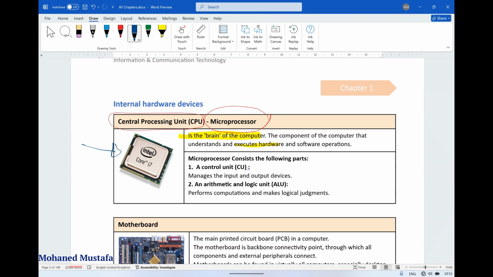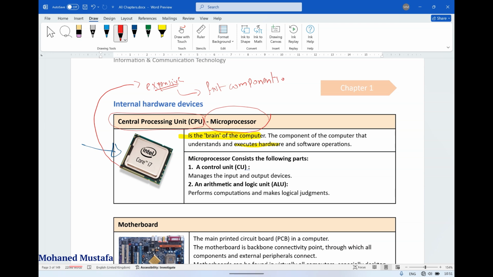And the processor, it's a very, very, very expensive component. Very expensive. Why it's very expensive? Because it's a very fast component. The processors can do billions of instructions per second. Can do billions of instructions in one second. This is a huge speed. This is a very big speed.